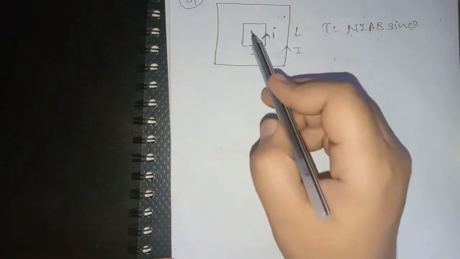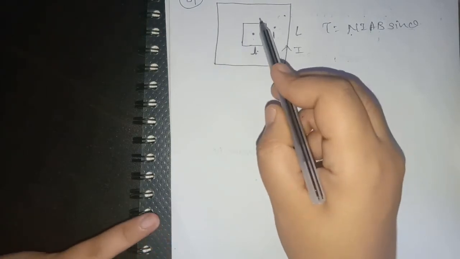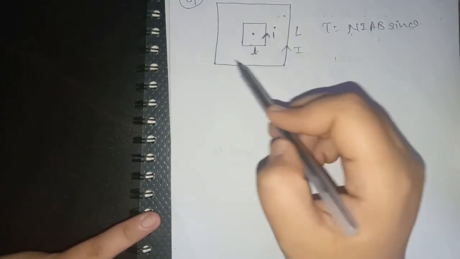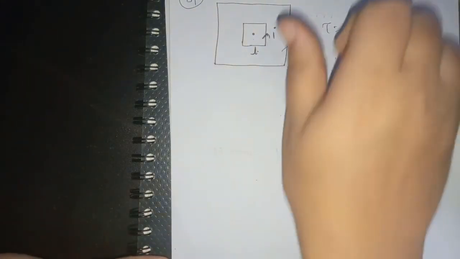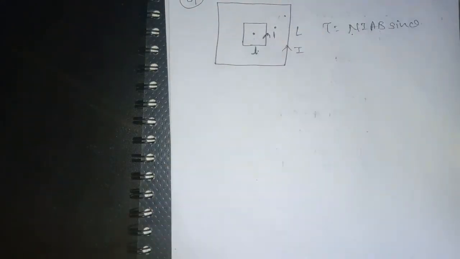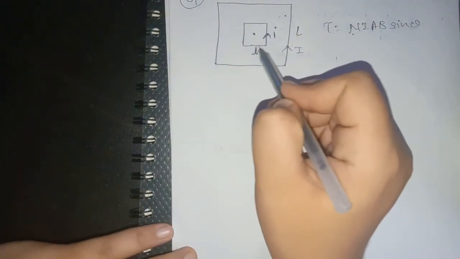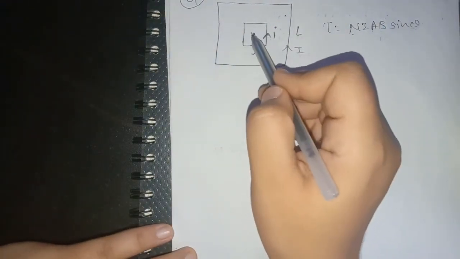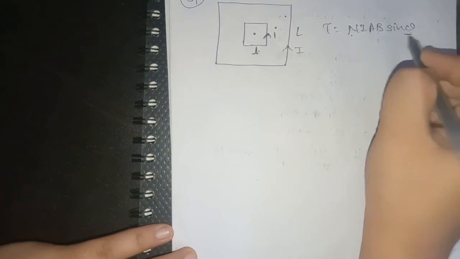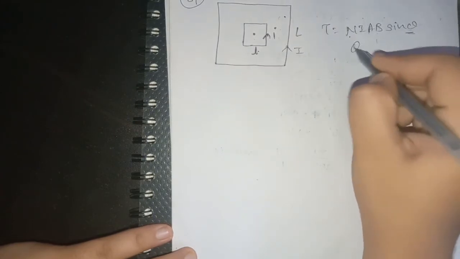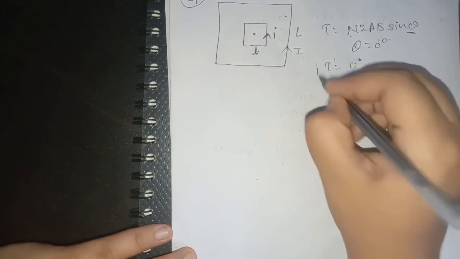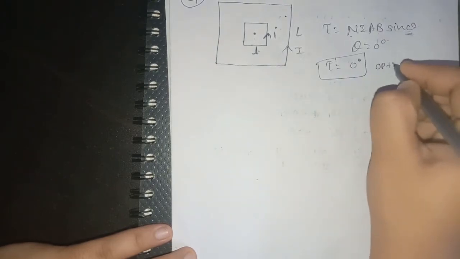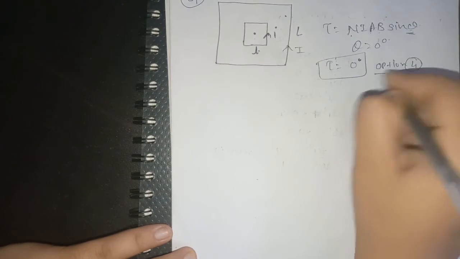The magnetic field linked with the smaller coil is the field of the larger coil. The magnetic field of the larger coil will be perpendicular to this plane, and the area vector of the smaller coil is also perpendicular to the plane. So angle between A and B will be 0. So torque acting will also be 0. So option 4 is correct option.